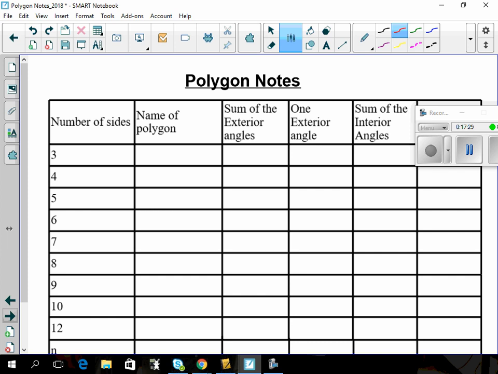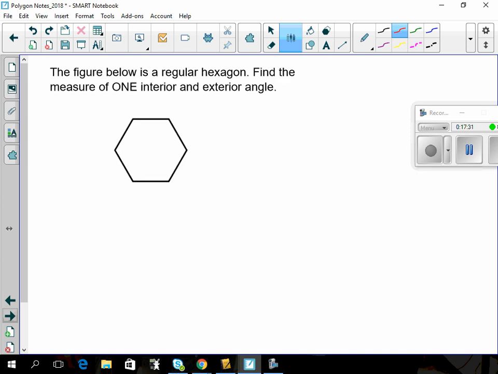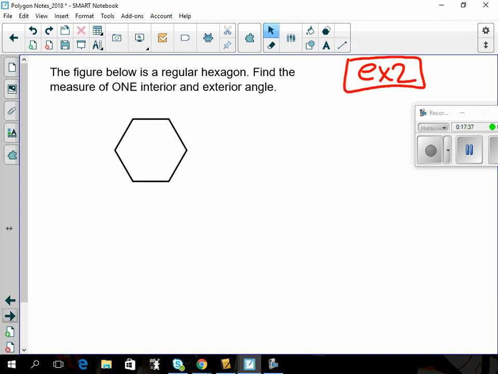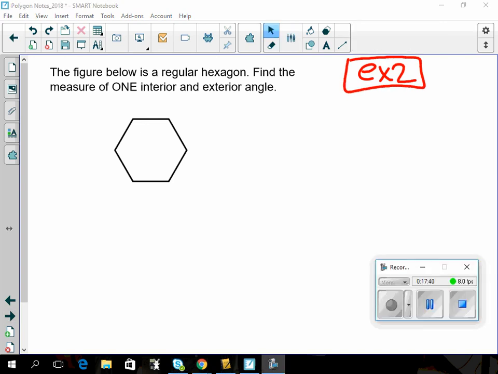So let's do an example. Again, I don't want you to do that. Let's try this. Example 2. We're going to do 3 total. Okay? I'm going to highlight the word regular. That's important. Because that tells me I can use those last 2 formulas. If it's not regular, I can't find one angle. Because they're not all the same.